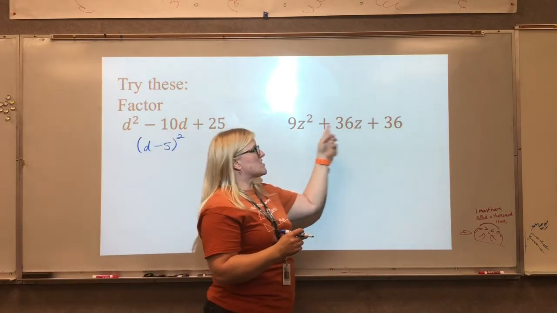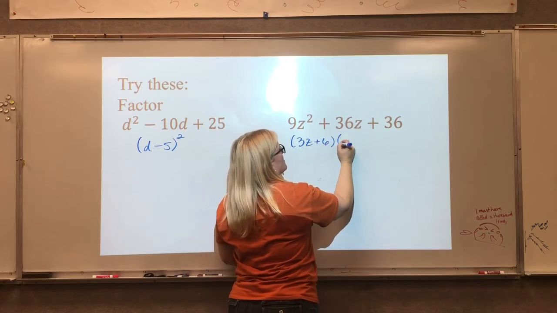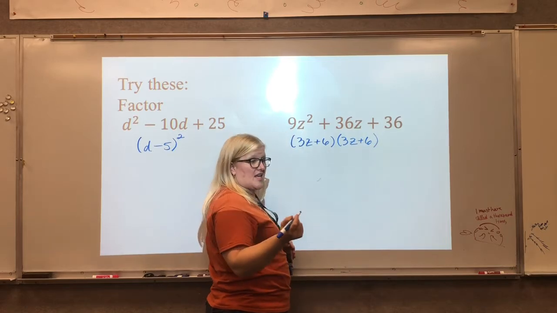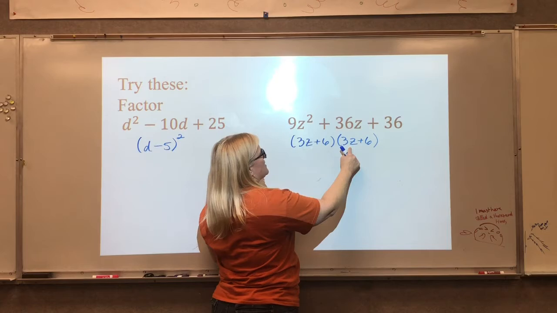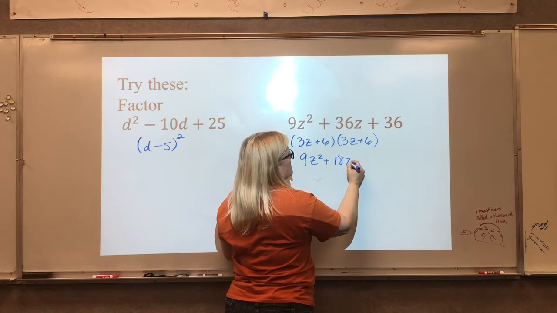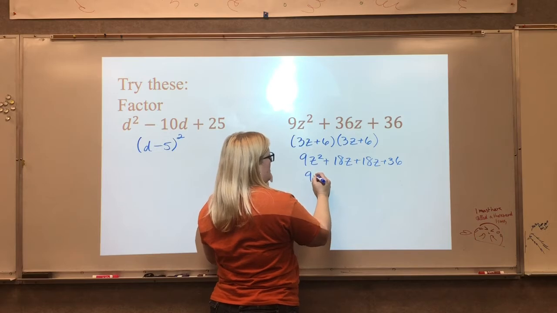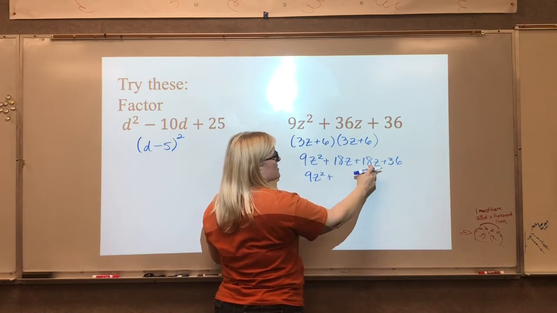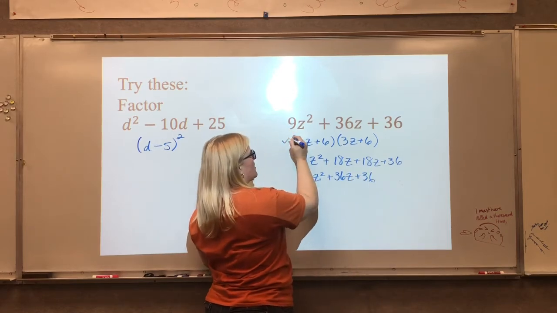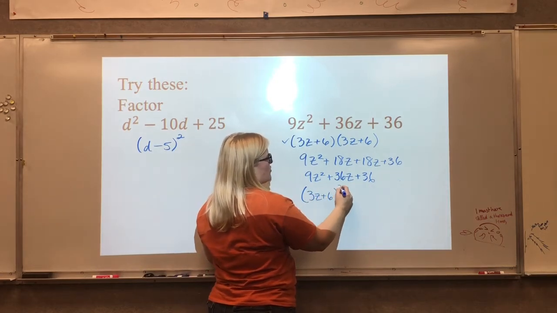Over here I have a perfect square and a perfect square. So I'm just going to try 3z plus 6 times 3z plus 6, and see if that's what they're looking for. So 3z times 3z is 9z squared plus 18z plus 18z plus 36. 9z squared plus 18z plus 18z is 36z plus 36. So yes, this is what I'm looking for. And I really need to write this as 3z plus 6 squared.